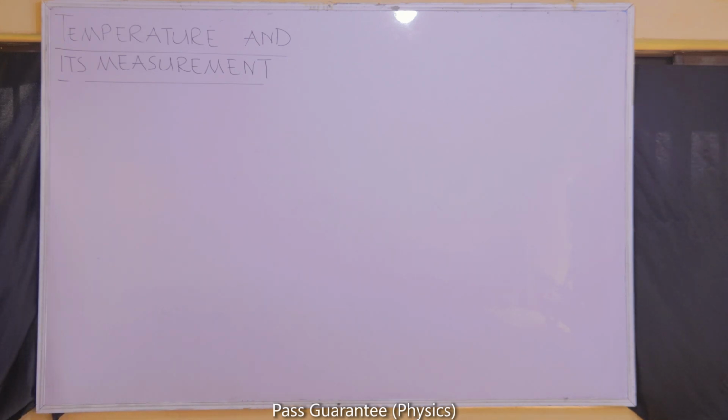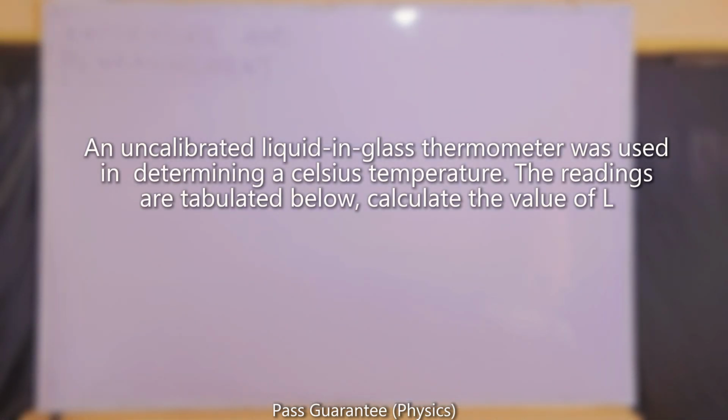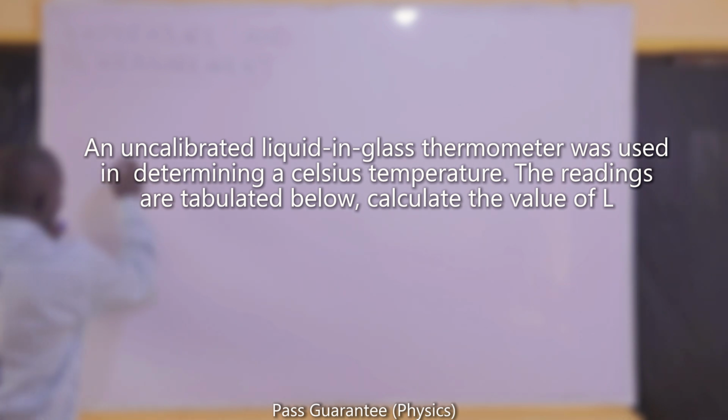There's another question that we should check still under liquid in glass thermometer. We are told that an uncalibrated liquid in glass thermometer was used in determining a Celsius temperature. The readings are tabulated below. We are asked to determine the value of L in the table.